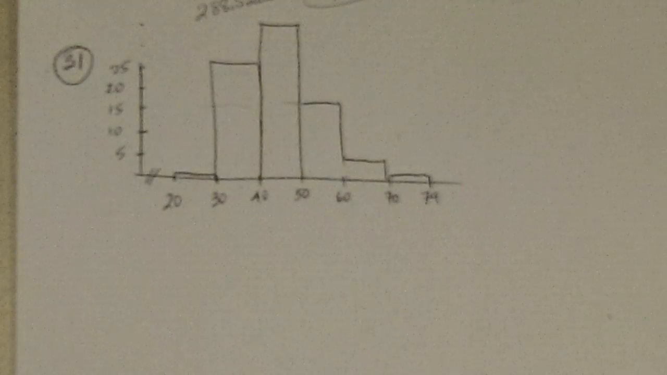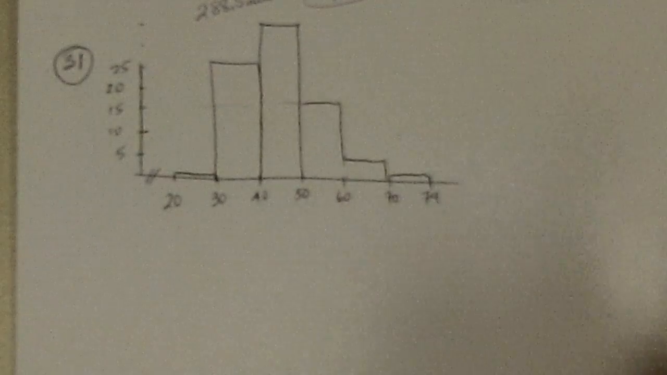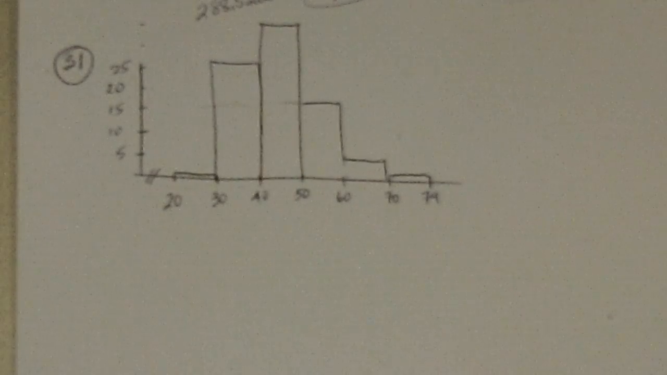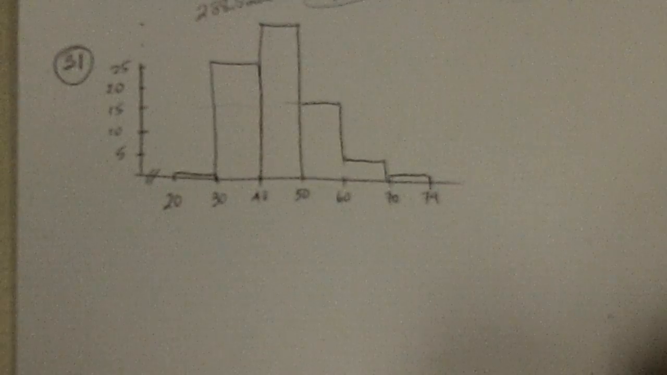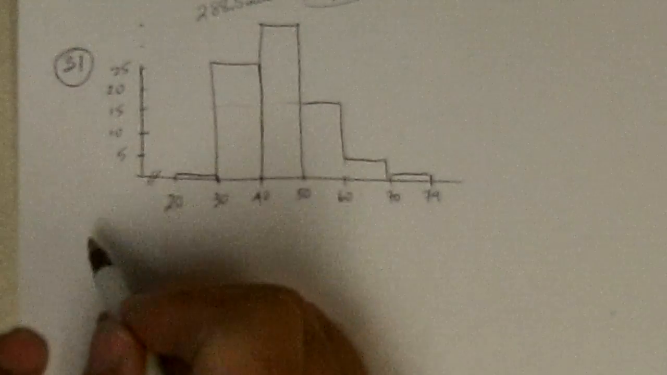Okay? So the highest frequencies, 30 to 60s, is when you're most likely to win your Oscar. So go for it. Alright, 33.